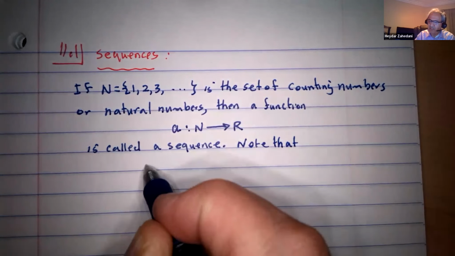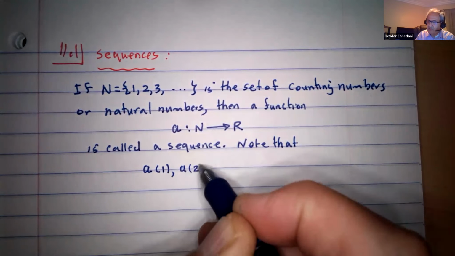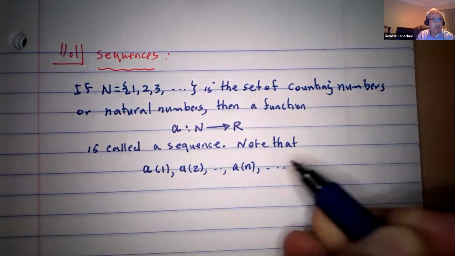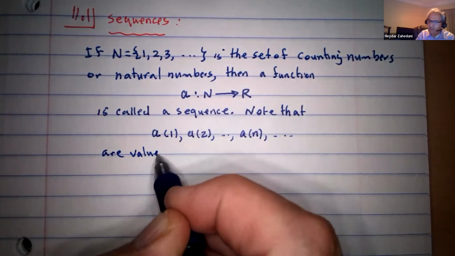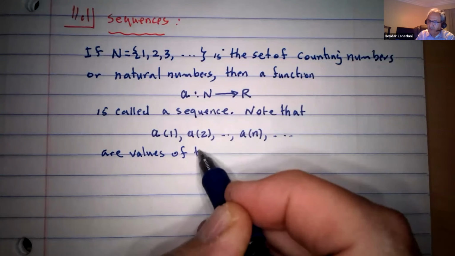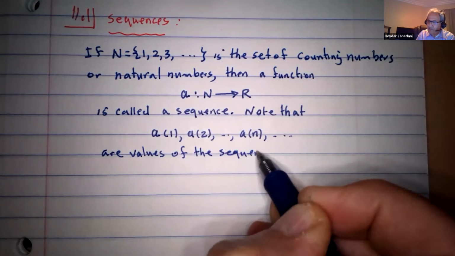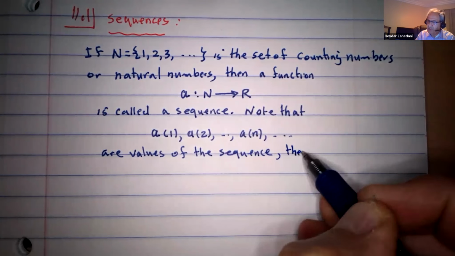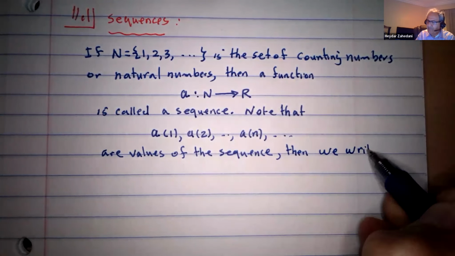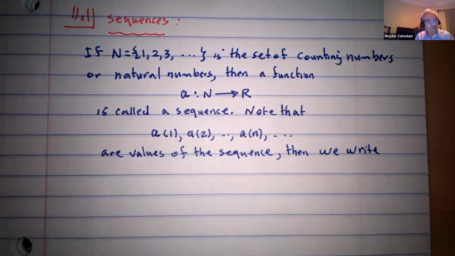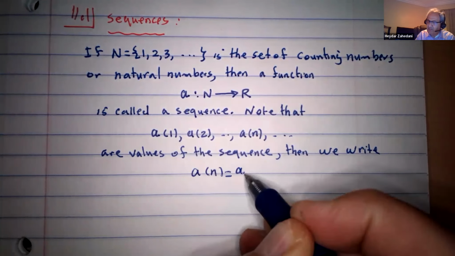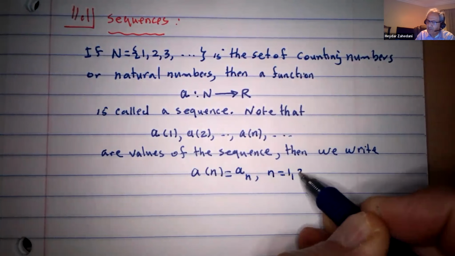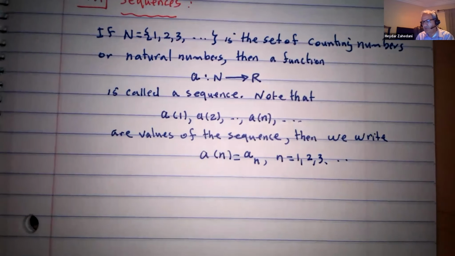The range of the function is A at 1, A at 2, up to A at n, whatever. It's like f of 1, f of 2, f of 3. So if these are going to be the values of the sequence, then we are going to use a special notation. Instead of A1, we are going to write A sub 1, A sub 2, A sub n. So we write A of n equal to A sub n when n is equal to 1, 2, 3, etc. So we denote the sequence by the points in its range.